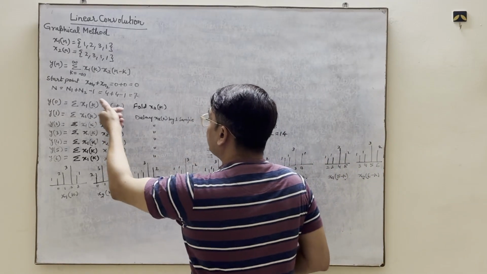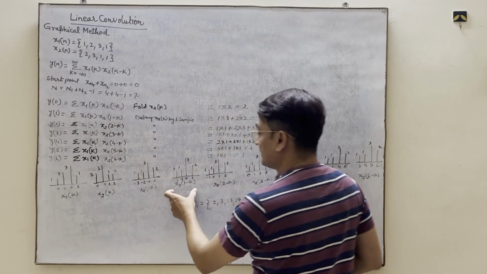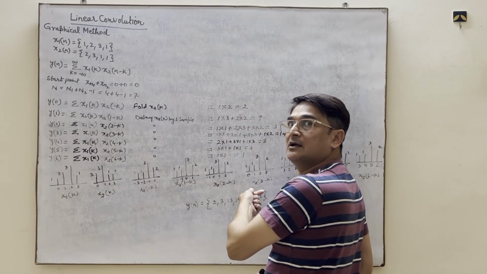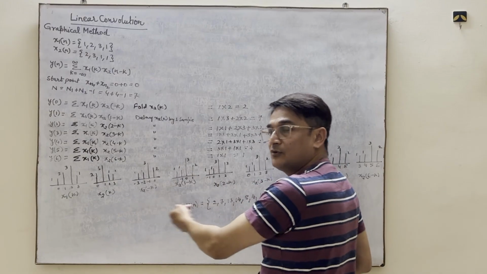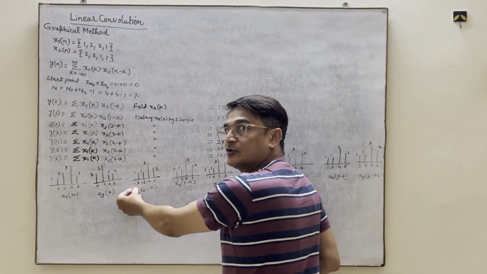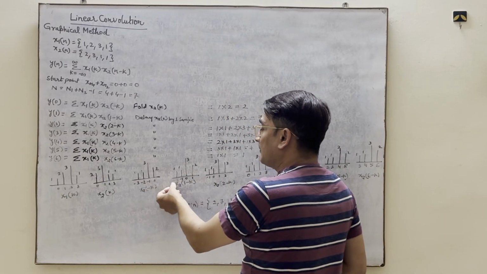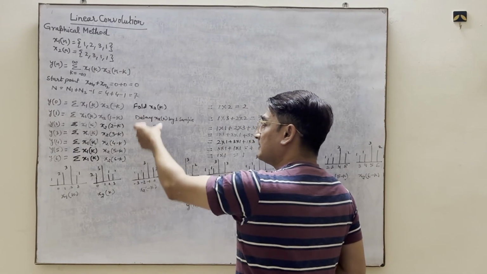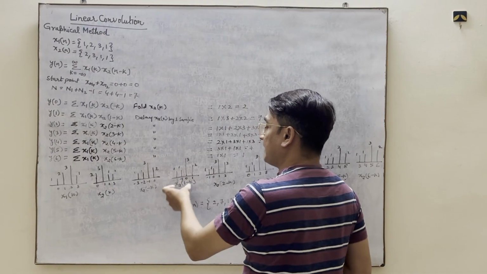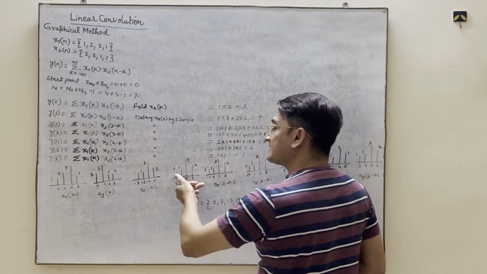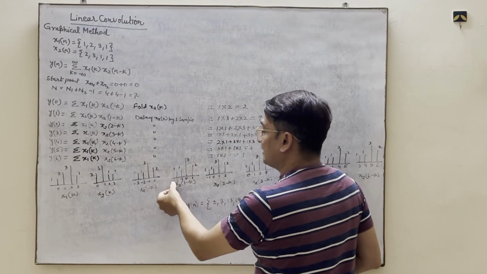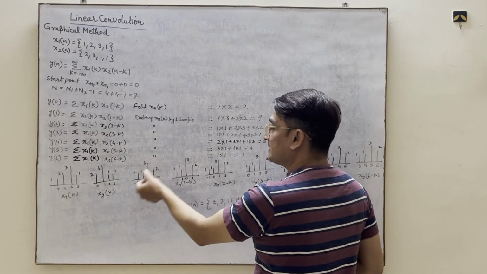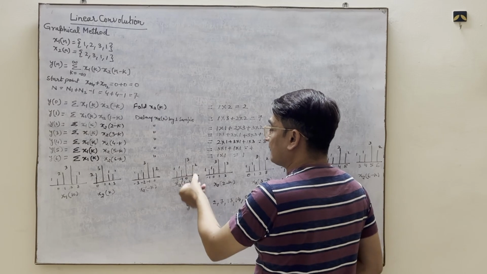Now we will delay the x2k by 1 sample. So if you delay it, that means you are moving forward to the right direction, from left to right. So the sample at n is equal to minus 3 now comes at n is equal to minus 2, and the values of the yn will remain the same. So the only thing is you are shifting this sample towards the right side. So at n is equal to minus 2 it is 1, n is equal to minus 1 it is 1, at 0 it is 3, and at 1 it is 2.